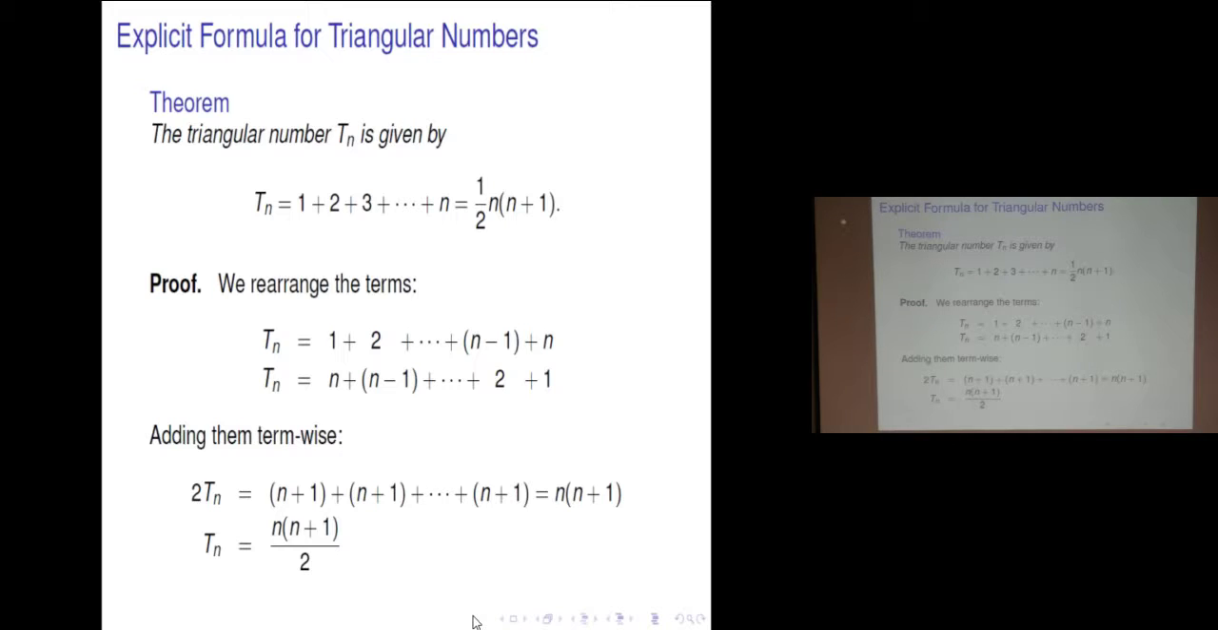Now if you go term by term, you gain 1 on the first copy, but you lose 1 on the second copy. So therefore, if you add them, it's always n plus 1, right? So the 2 times Tn is n plus 1 plus n plus 1 all the way n copies. Okay? So it is equal to n times n plus 1. Well, then Tn is just divided by 2. So this is a very easy calculation.